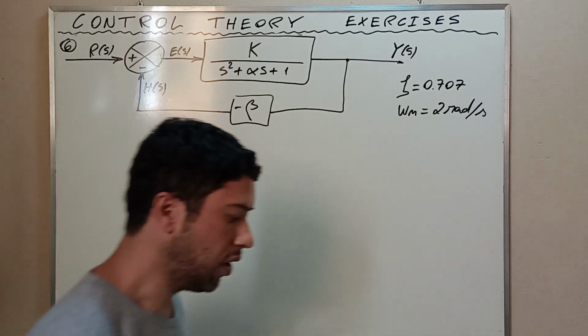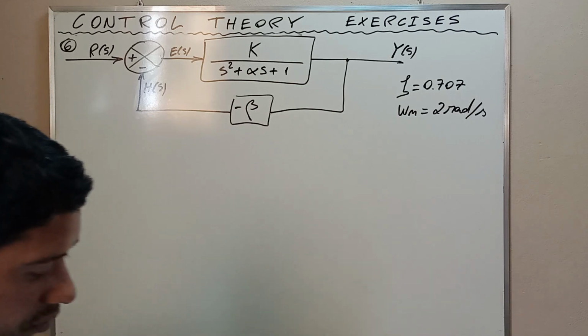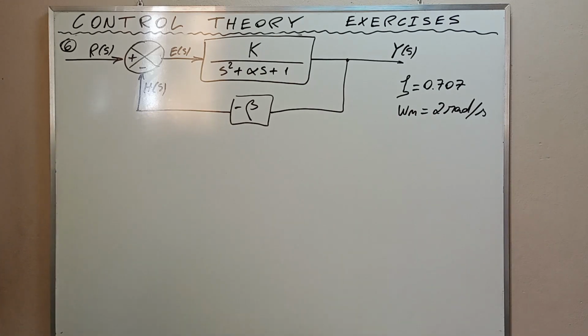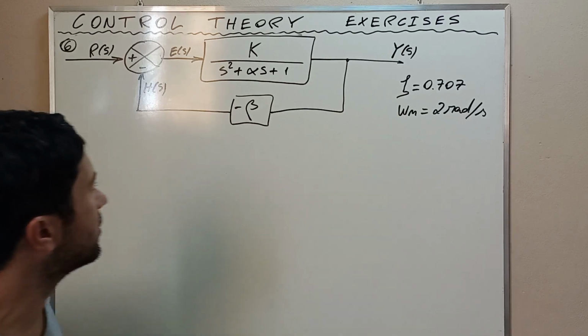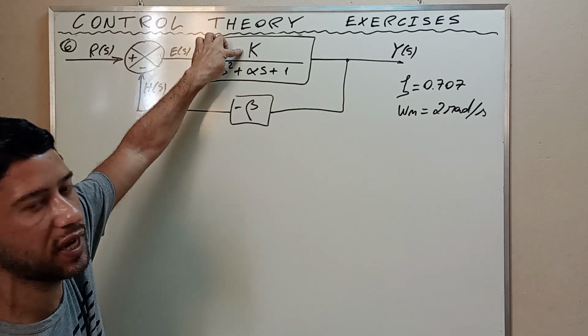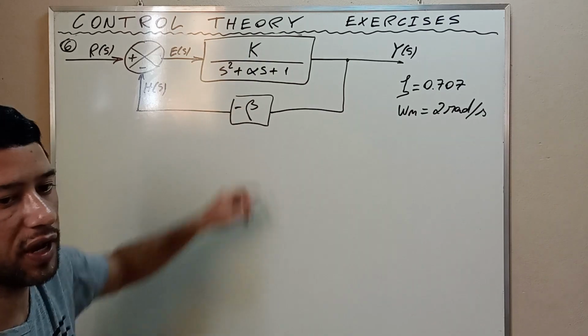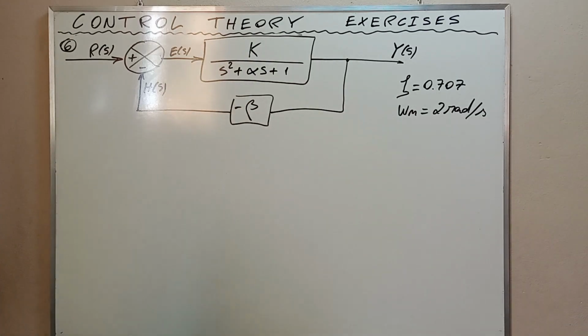Exercise number 6 now. For a second order feedback system as shown in the figure, the damping ratio is 0.707 and the undamped natural frequency is 2 radians per second. Then, what are the values of K, alpha, and beta? The exercise gave us this data, and wants us to calculate the value of K, the value of alpha, and the value of beta. Alright, my friends, this is the exercise. Let's go to the solution.